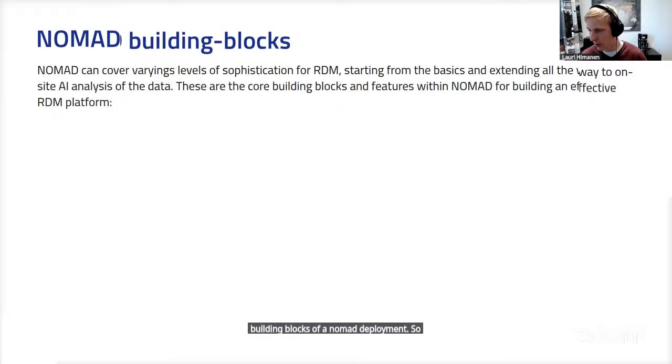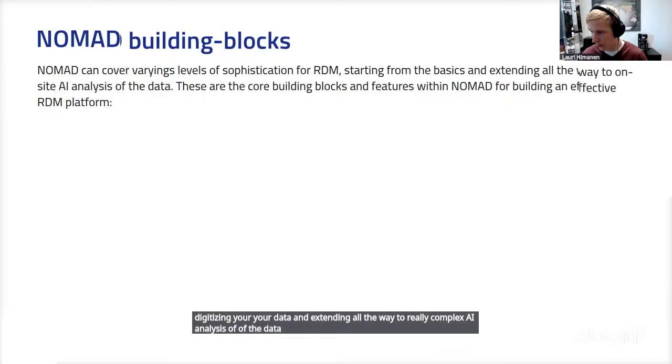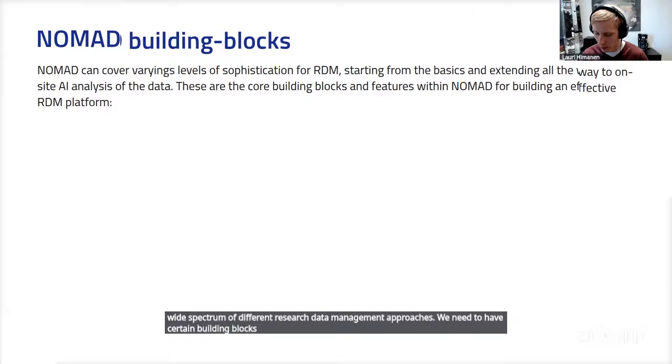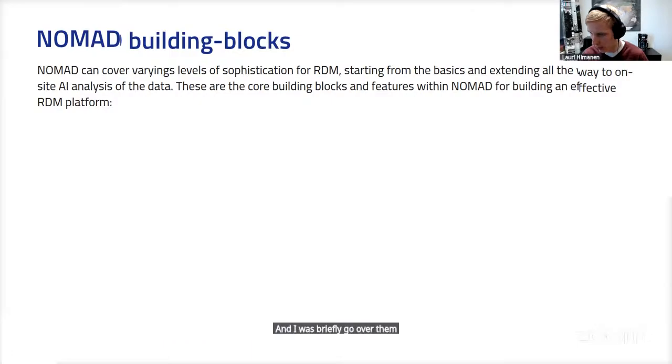So we really want to capture varying levels of sophistication for research data management, starting from the very basics of just digitizing your data and extending all the way to really complex AI analysis of the data and remote tools running on your data. But to do this wide spectrum of different research data management approaches, we need to have certain building blocks, and I will briefly go over them here. We'll take a more in-depth look into them a bit later.